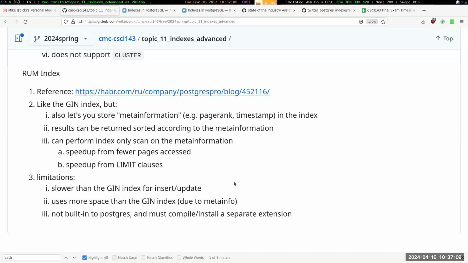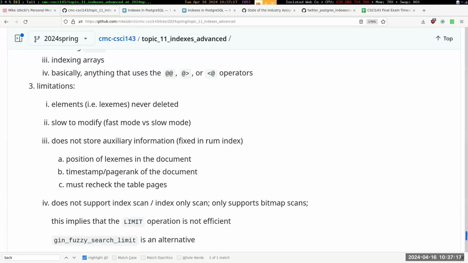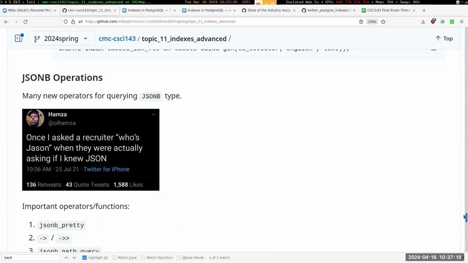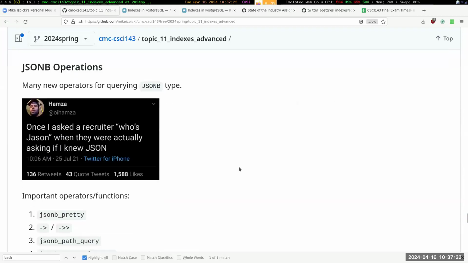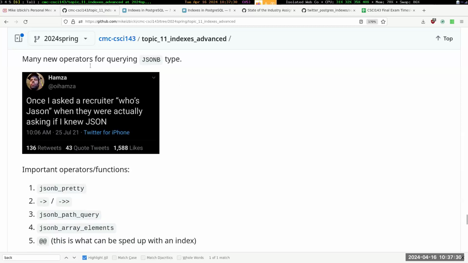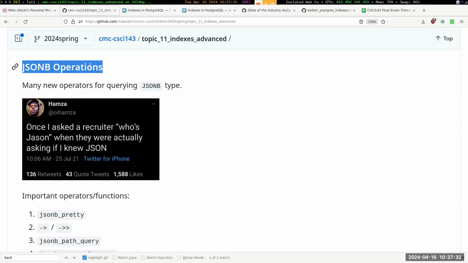Okay. Let's see. So that's basically it. One last topic for us to cover. I skipped over this JSONB operations section right here. We're going to come back and talk about this next as our last thing today, and talk about how this will interact with your homework assignment.